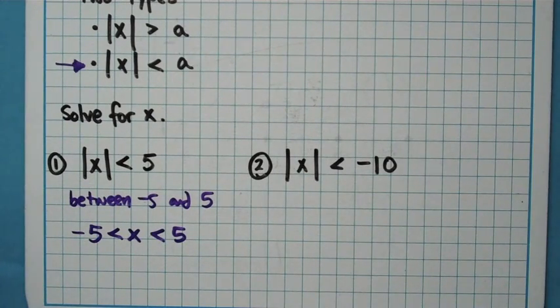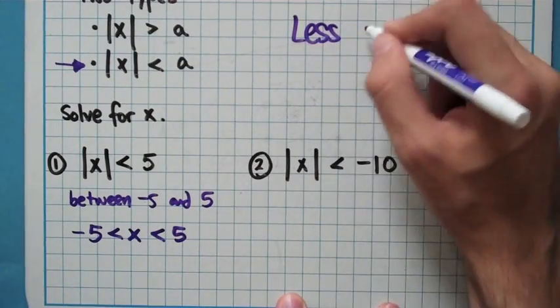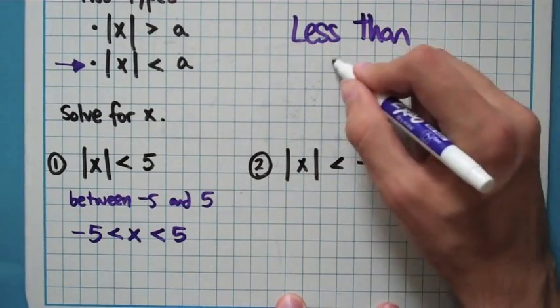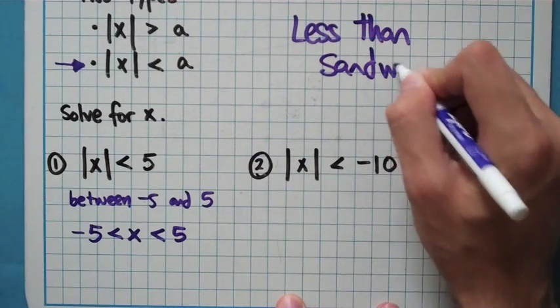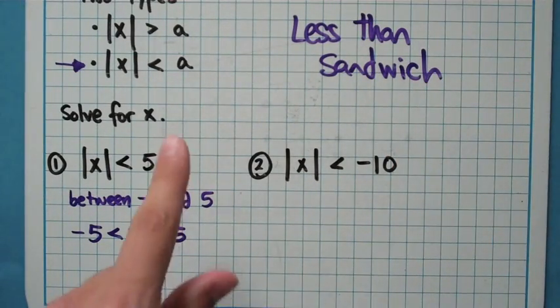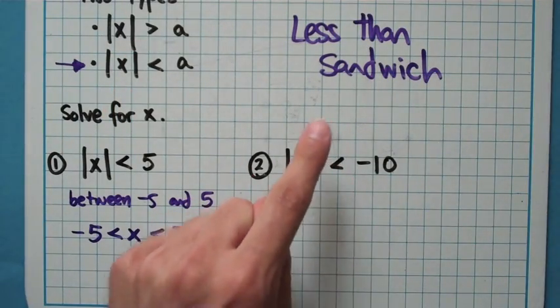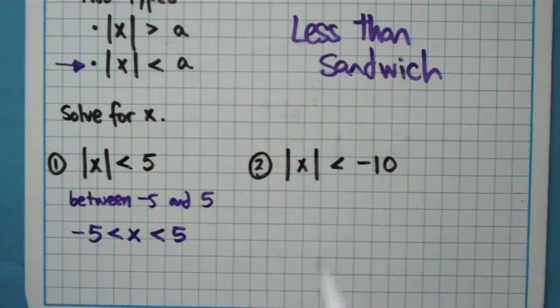So on the last video, I had you guys write down "more than or" as a little phrase to help you remember that. When you have less than, we're going to do a sandwich. So 2 random phrases to help you remember which is which. When you have more than, it's going to be an or problem. When you have a less than, it's a sandwich. So it's an and inequality.